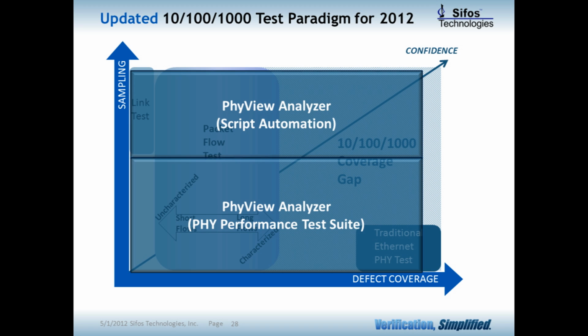The PhyView Analyzer clearly addresses the 10-100-1000 coverage gap described earlier. By combining true physical layer measurements, high coverage receiver tests, and a very high degree of plug-and-play automation, the test paradigm for 10-100-1000BASE-T is fundamentally altered.